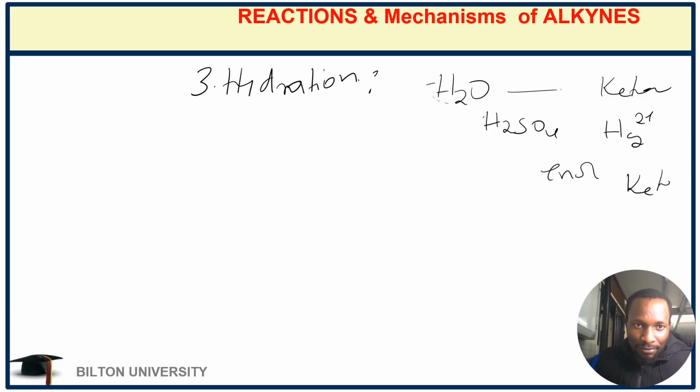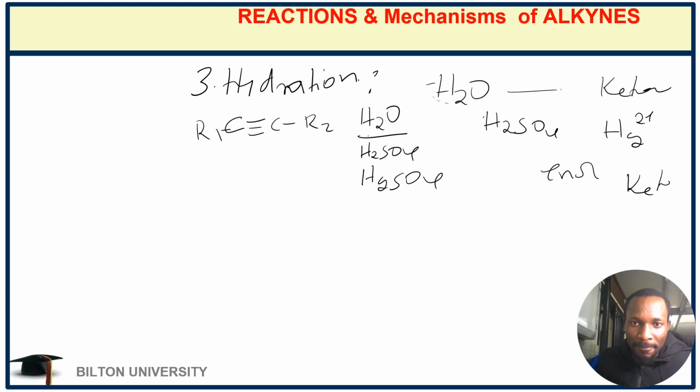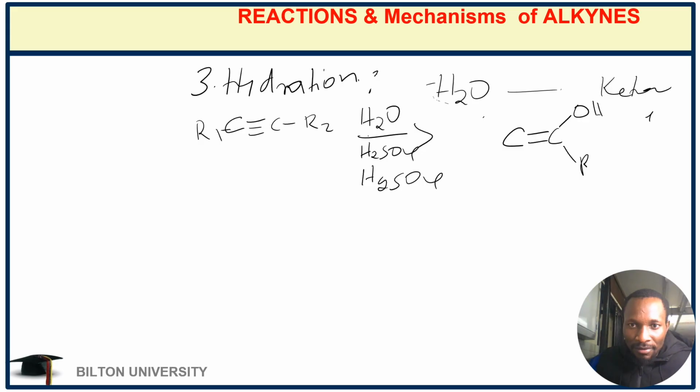For example, if you have C double bond C, let's say with R2 and R1, and we add water in the presence of mercury, we are going to have an enol. So we're going to have our C, but we have the enol, with R2 on this side, R1, and H. So this is what we call the enol.